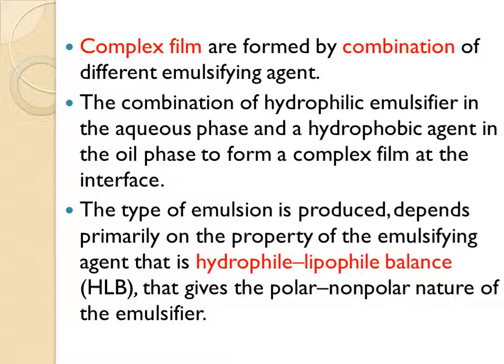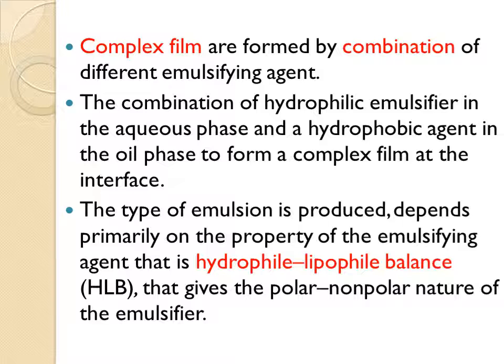Whatever type of emulsion is produced depends primarily on the property of the emulsifying agent, which is the HLB number, the hydrophilic lipophilic balance, a term we already discussed in previous sessions. The HLB value is obtained for each surfactant. When we mix emulsifying agents in a certain proportion, we can get the HLB value of the mixture. And if the HLB value of that emulsifying agent mixture is in a certain range, then we obtain a certain type of emulsion.